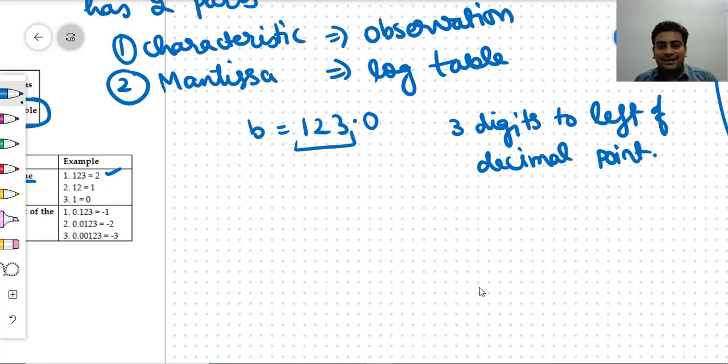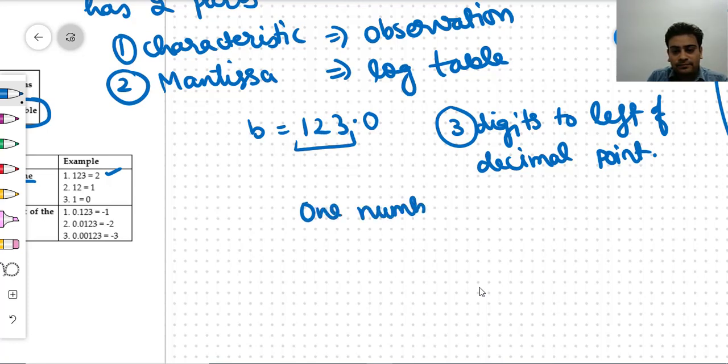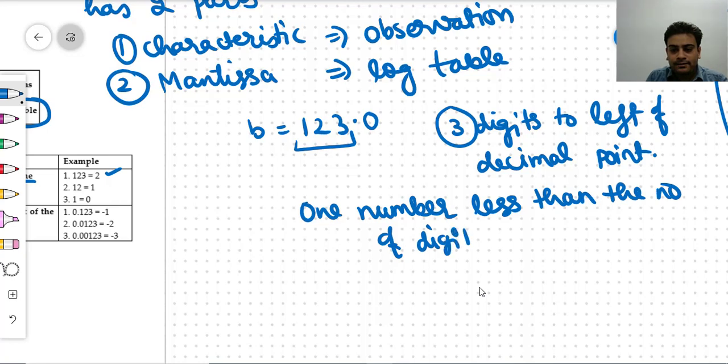Right? So the criterion is that we always take one less than the number of digits. Here we have 3 digits, so 3 minus 1 means 2. So for 123, whenever my number is 123, the characteristic will be 2.